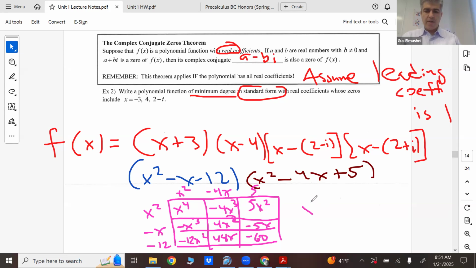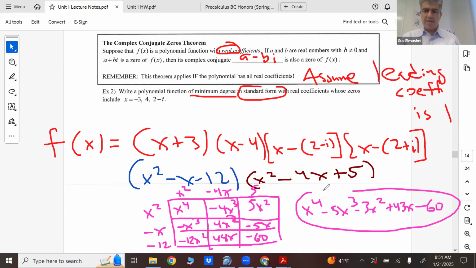So you should have x to the fourth, negative 5x cubed. If I go along the diagonals, negative 3x squared plus 43x minus 60. You get that, Kieran? Yeah. Okay, good. We're in agreement.